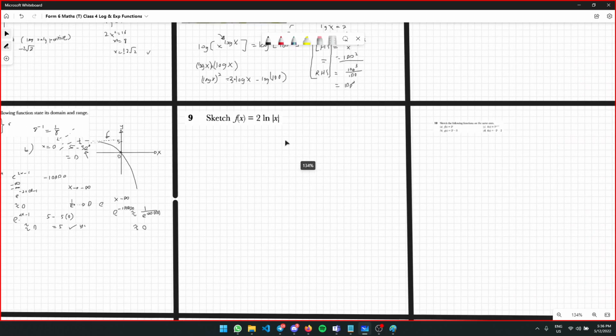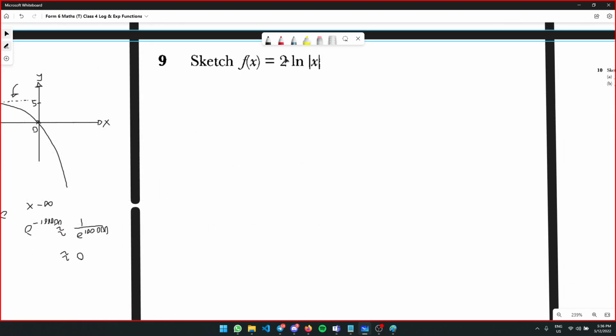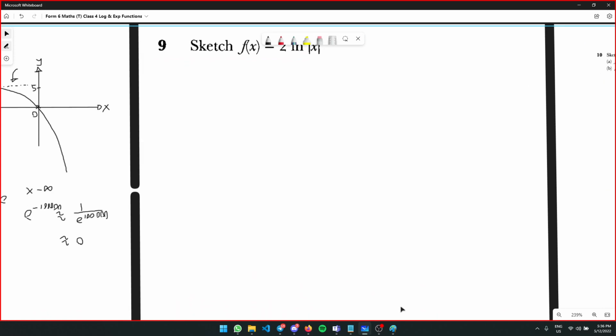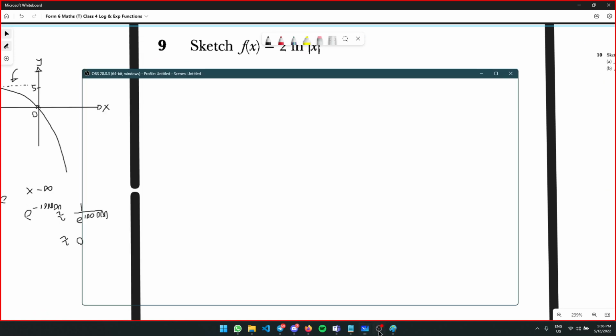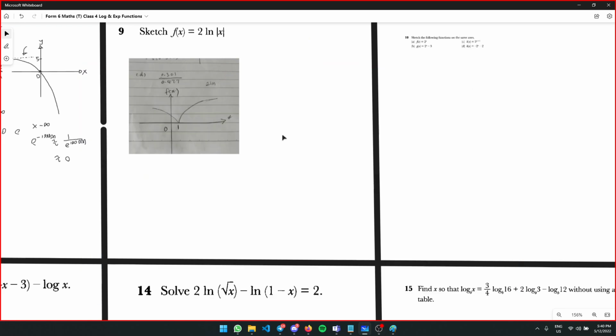All right, let's try this one. It's quite easy. 2 log x. Have a try, maybe just a minute or so. It should be good. Okay, no, it is not actually correct. Why do I say it's not correct?